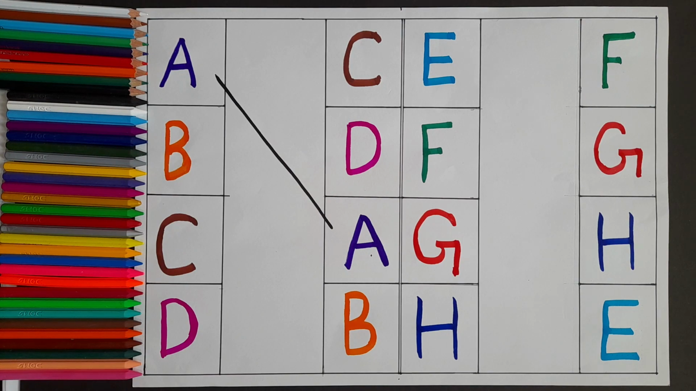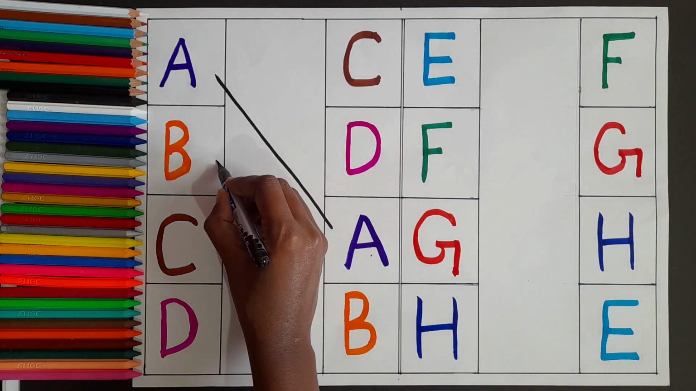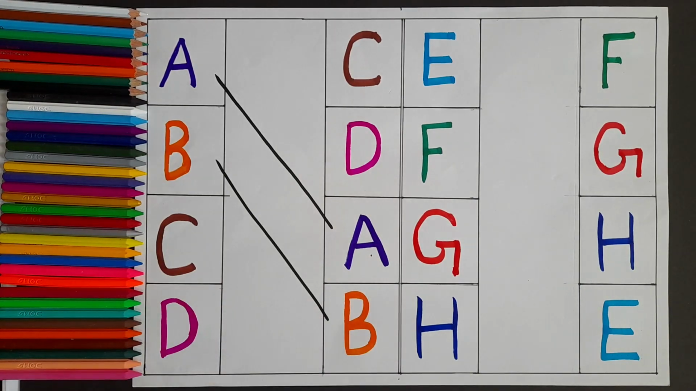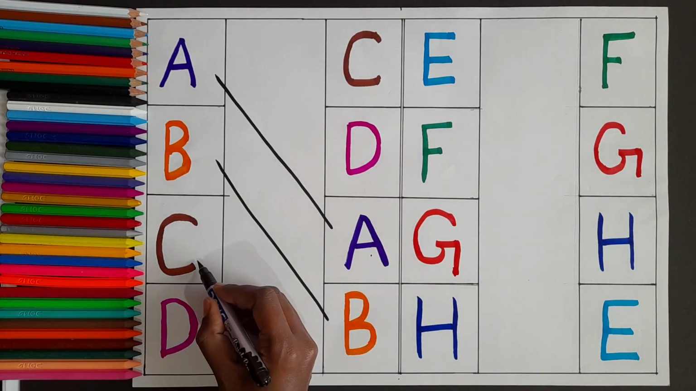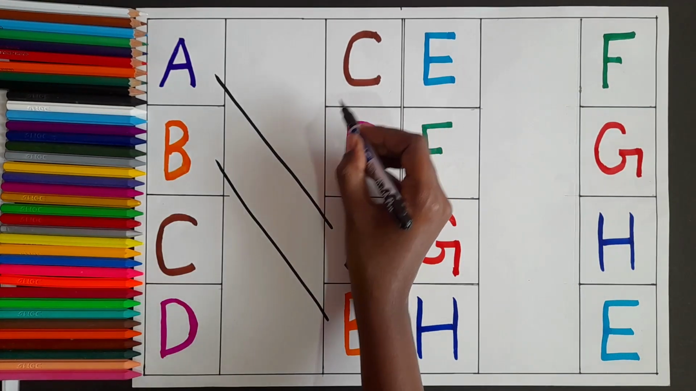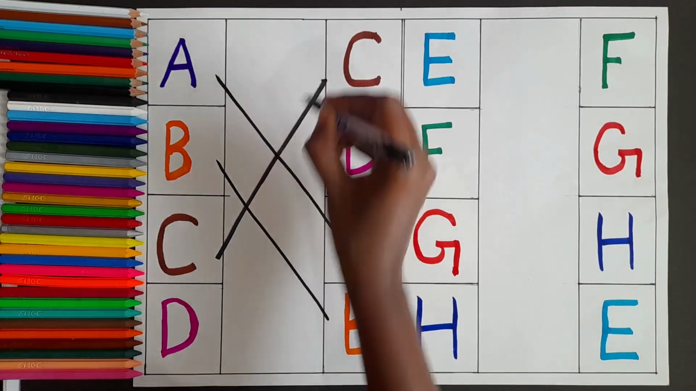Now B. Where is B? Here. So join B. Now C letter. Where is C? Here. So join C.